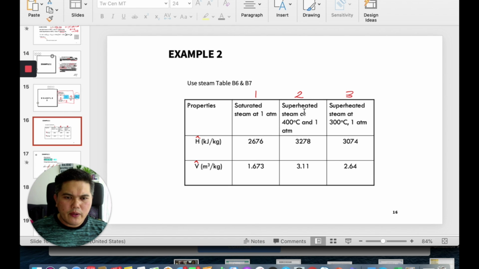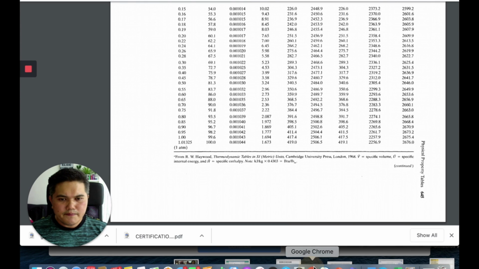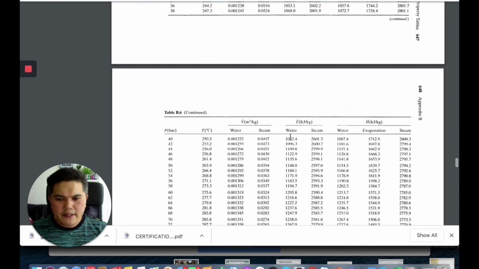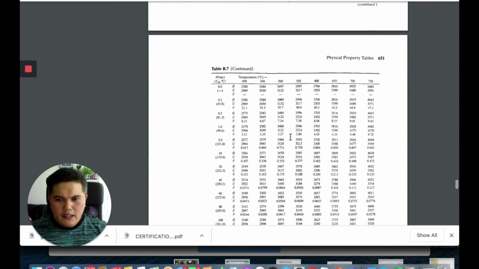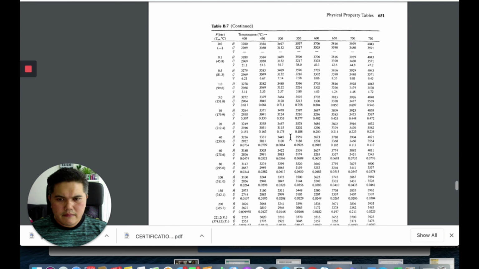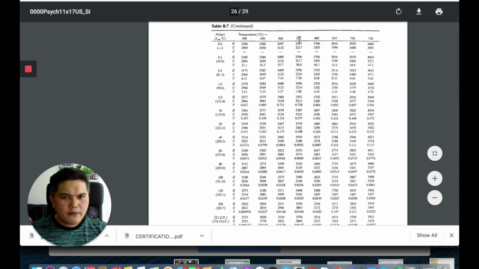The second one is superheated steam at 400 degrees and 1 atm. Remember, at 400 degrees Celsius this is superheated, so we go straight to table B7. In table B7, again, we go to 400 degrees Celsius at 1 atmosphere. Here, this is 400 degrees. We get 3278 as the specific enthalpy, and the specific volume is 3.11.